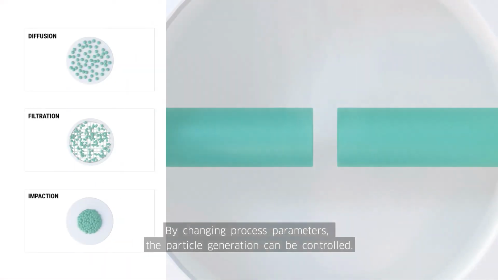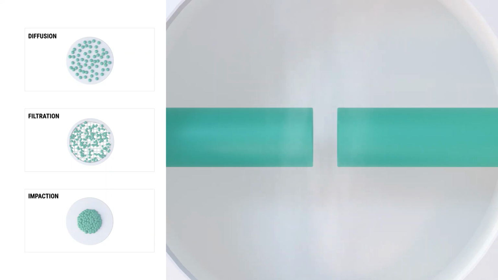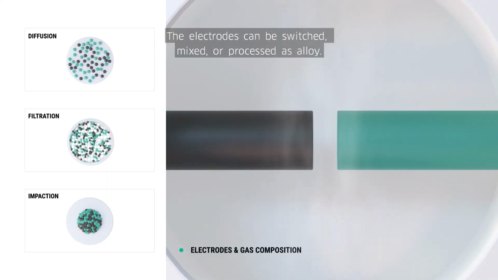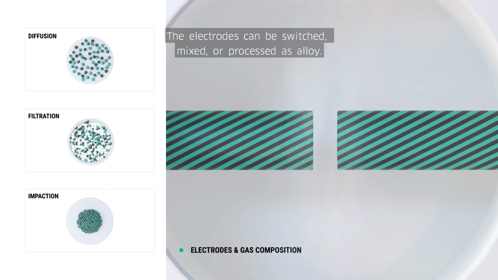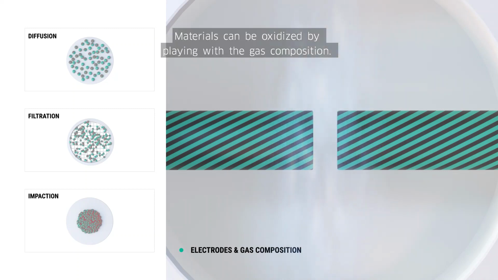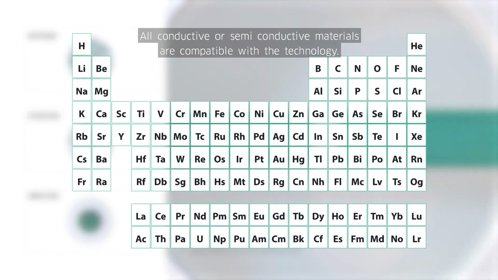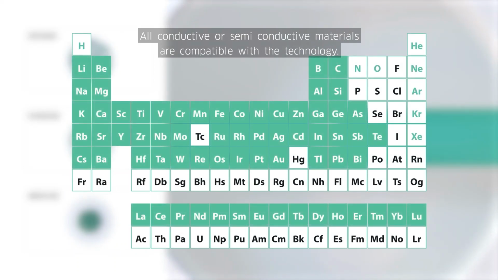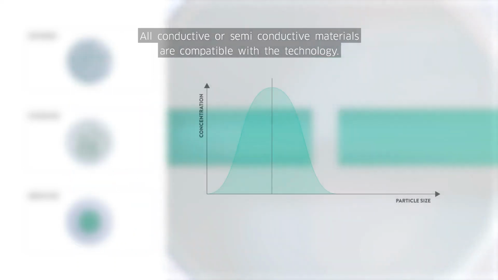By changing process parameters, the particle generation can easily be controlled. The electrodes can be switched, mixed, or processed as alloy. Materials can be oxidized by playing with the gas composition. All conductive or semiconductive materials are compatible with the technology.